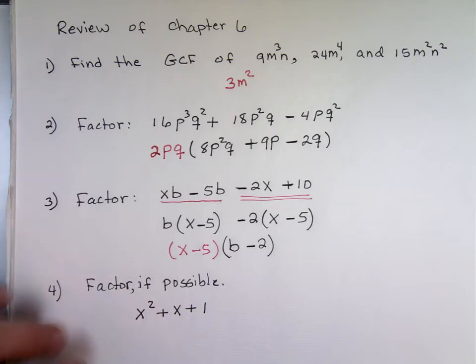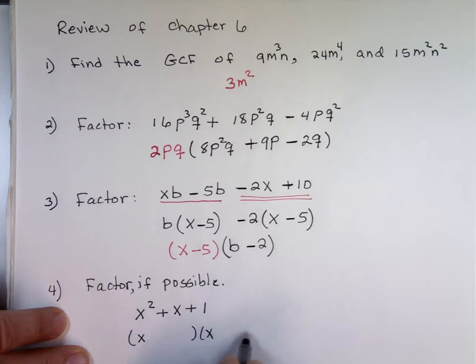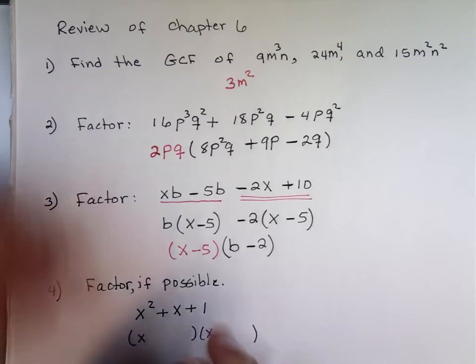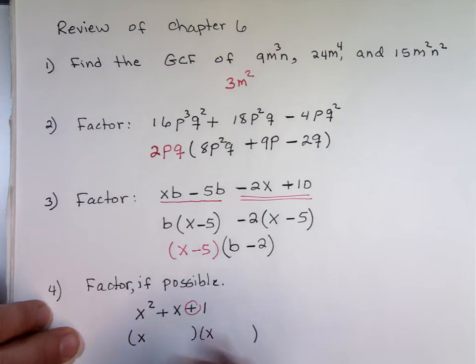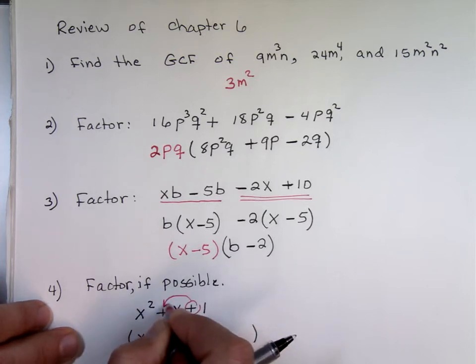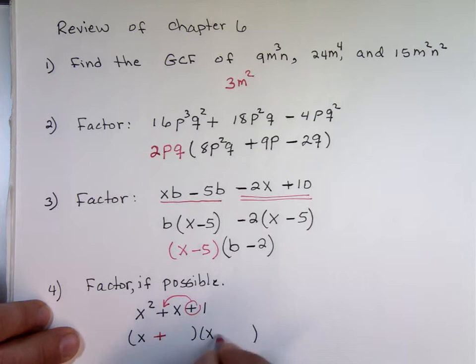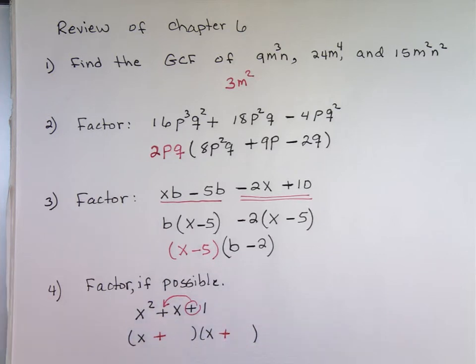So if you're going to factor that, it's going to be x and x. And since this sign is positive, that tells me both signs have to be the same as this one. So both have to be positive, if it can be done. I'm not sure yet.